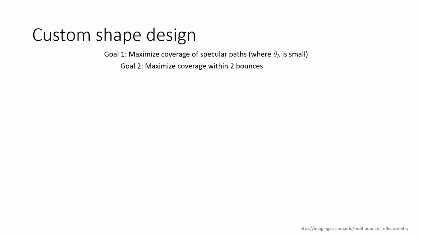We show one simple procedure for producing such a custom shape through 2 design goals. First, we want our shape to provide strong coverage of the specular part of the bivariate space. This is the part where we expect the BRDF to have high and rapidly changing values, and thus has a dominant effect on the appearance. Second, we want this coverage to be achieved through paths of no more than 2 bounces, as higher order paths will have smaller contributions to the overall image. To simplify our design procedure, we assume that the incoming and outgoing directions are the same.